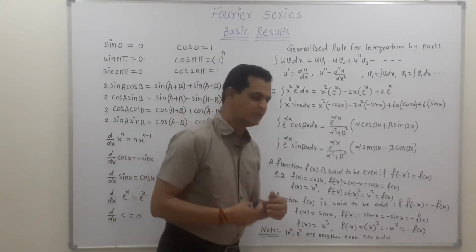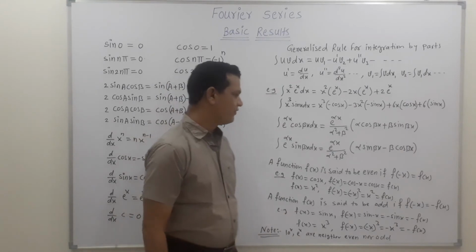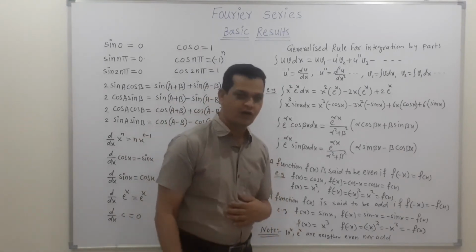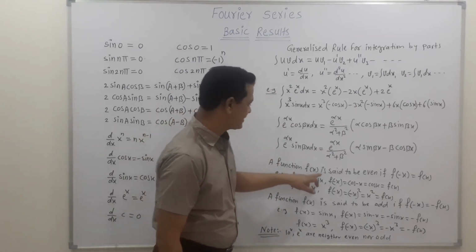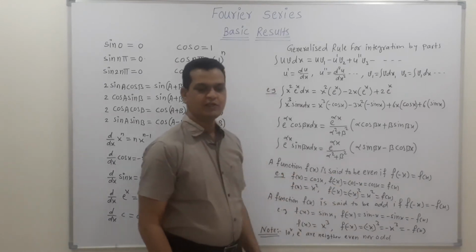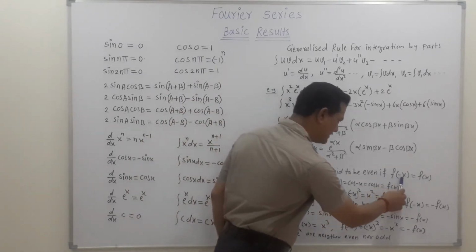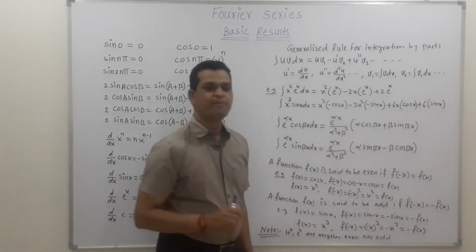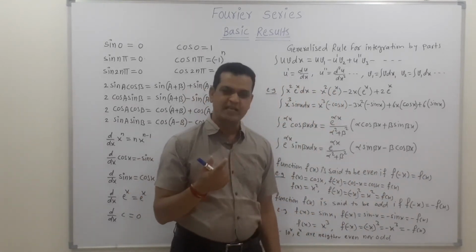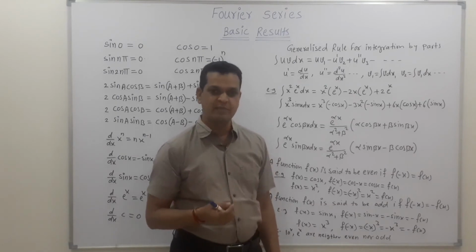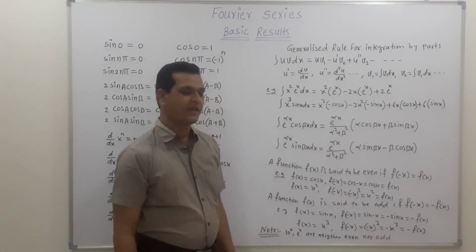Now, along with these results, we also require the information about even and odd functions. A function f of x is said to be even if f of minus x is equal to f of x. That means when we change the sign of x, the function remains the same, then such a function is called an even function.